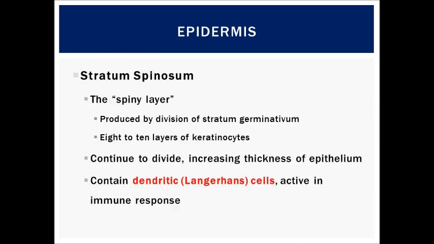Next, stratum spinosum. It is also known as the spiny layer. The division of cells in stratum germinativum will produce stratum spinosum. There are about 8 to 10 layers in spinosum. The important cells in this layer are dendritic or Langerhans cells. Langerhans cells can stimulate immune response after sensing any kind of danger in the skin.